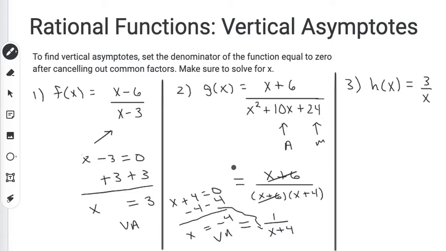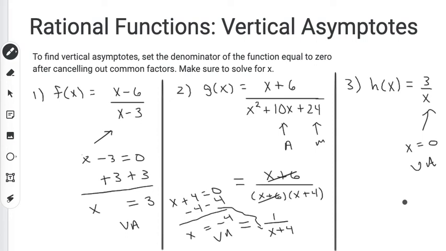All right, now for the last one, h of x is equal to 3 over x. I have an x in the denominator, I have a 3 in the numerator. I can't factor anything, so I can't cancel anything out. So I'm just going to take the bottom and set it equal to 0. And I get x equals 0. And notice, my work is already done for me. There's nothing I can get rid of from the left side, so I'm done. This is going to be my vertical asymptote, x equals 0.